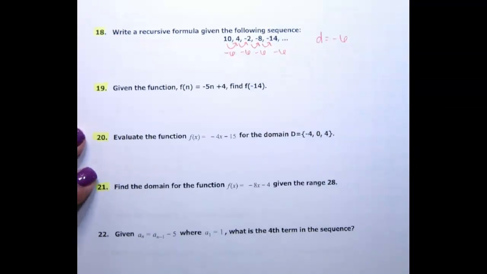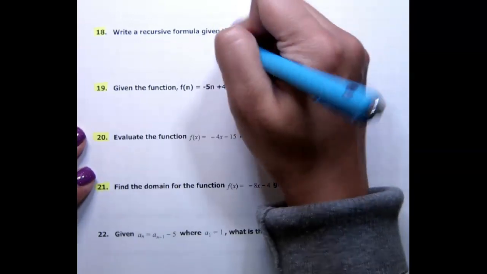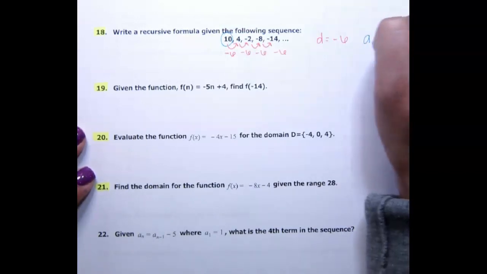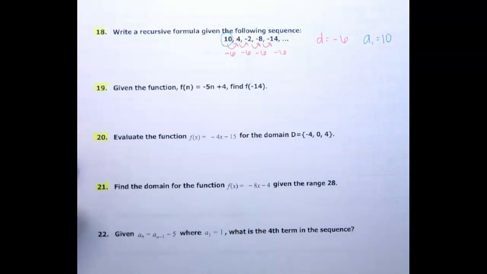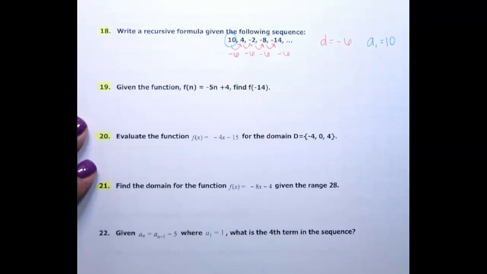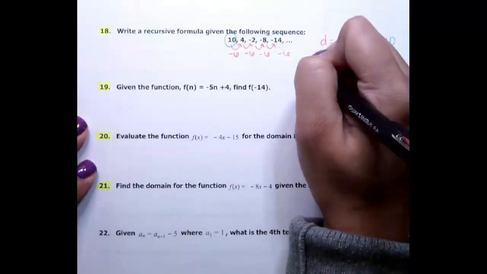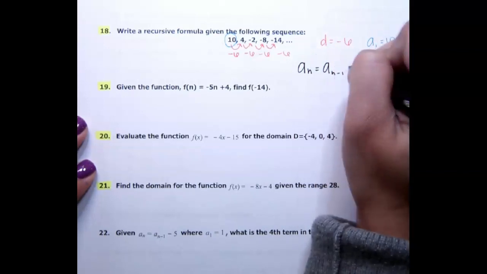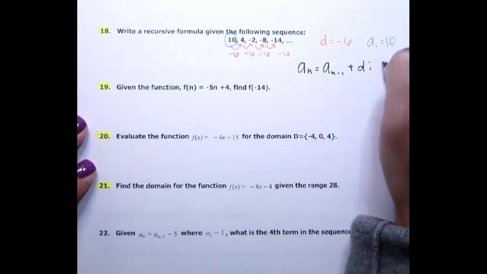Once you identify the common difference, we need to identify the first term. The first term is the first number they give me in the sequence, and that's a sub 1. Those are the only two things we need to be able to write this formula. Now, it's important that you know what a recursive formula looks like. So it looks like this. A sub n equals a sub n minus 1 plus d, and we say a sub 1 equals a number.